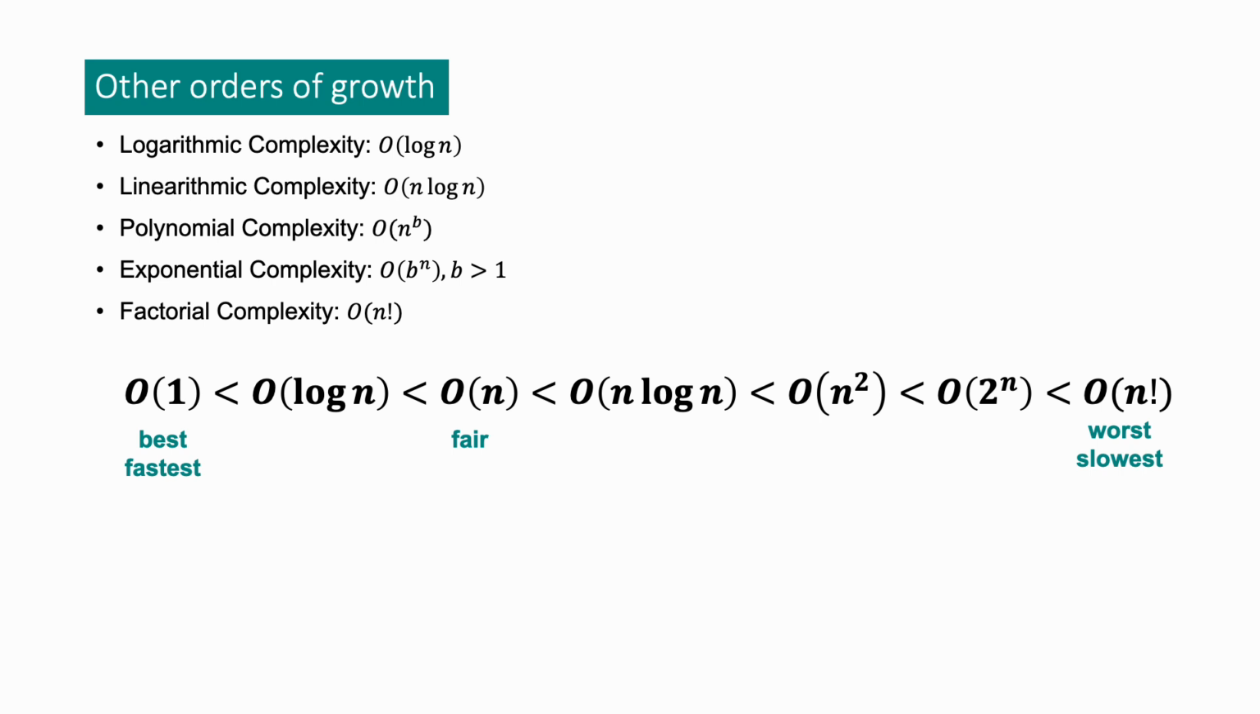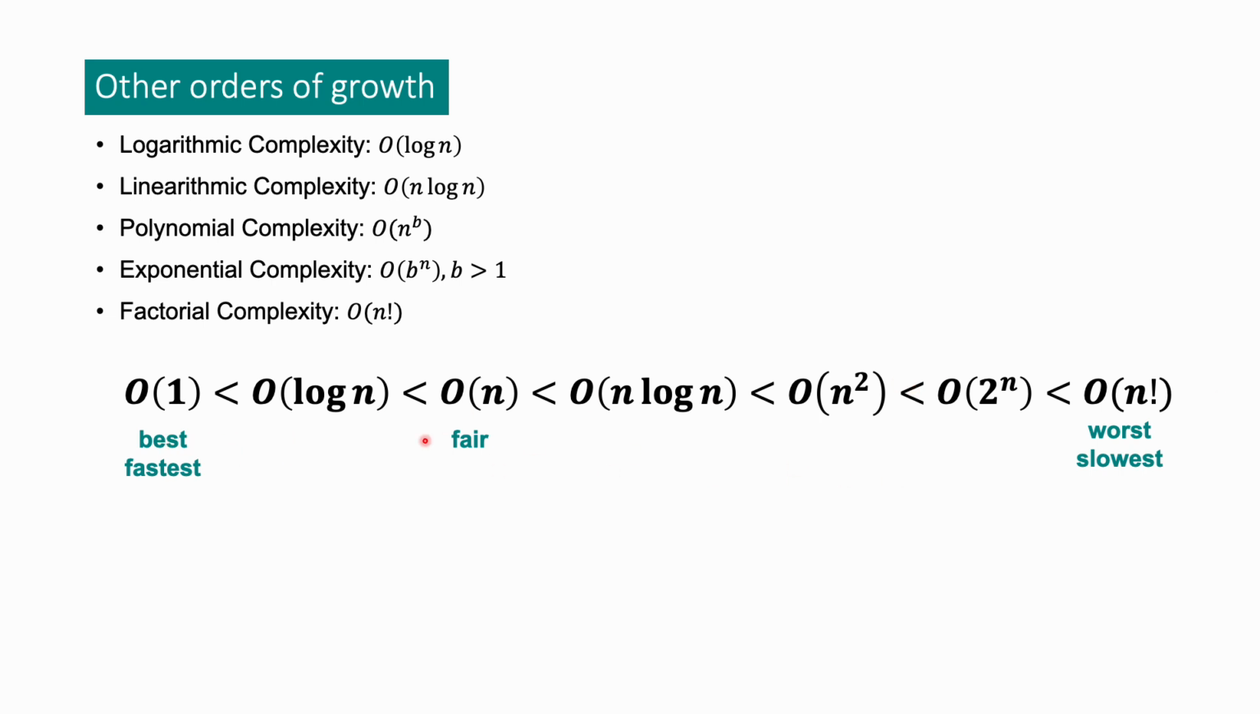Okay. Now there are other orders of growth, such as the logarithmic growth or logarithmic complexity. This is not linear complexity. This is linearithmic complexity. That's n times log of n. You have polynomial complexity. You have exponential complexity and factorial complexity. So take note of this.